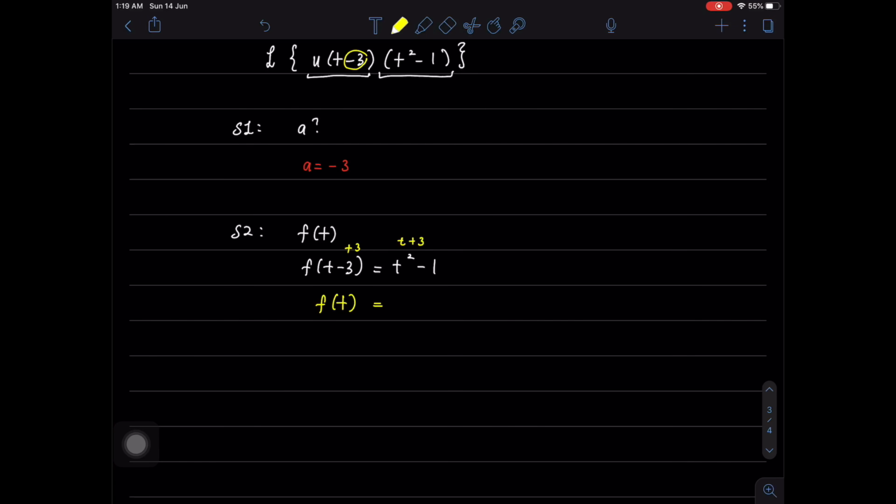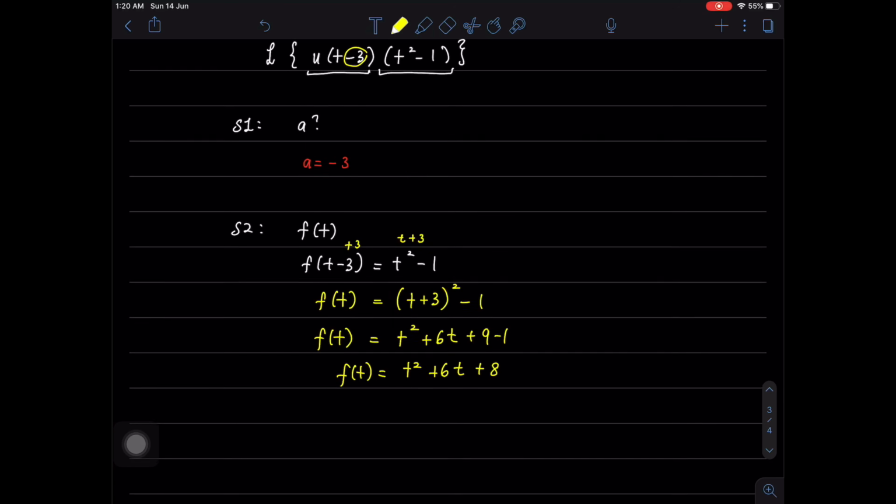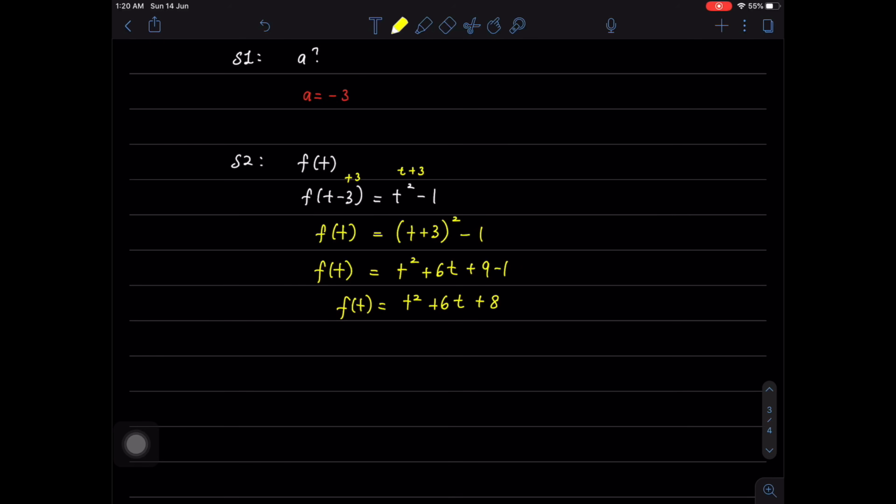So replace t with t+3, so you have (t+3)² minus 1. Let's expand this equation: t² plus 6t plus 9 minus 1. Therefore your f(t) is equal to t² plus 6t plus 8. This is step number 2. Let's move to step number 3, where you need to find F(s).